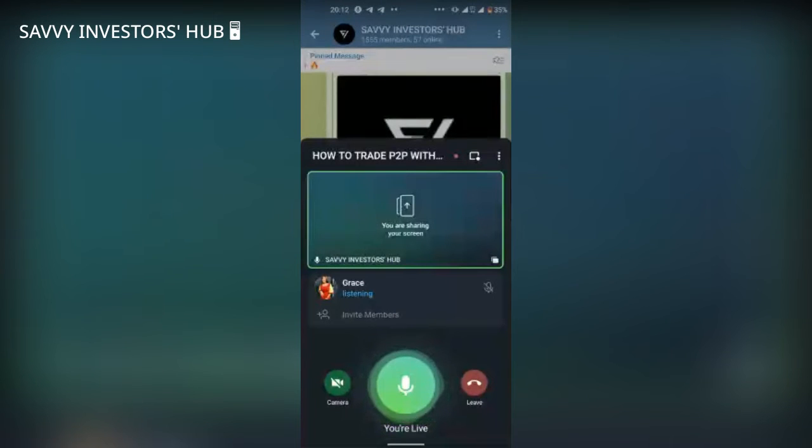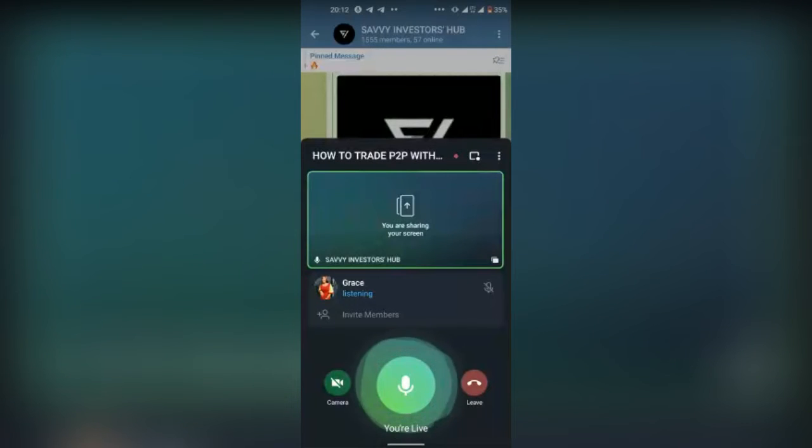P2P will give you that control over your money. It gives you the ability to transfer money to any part of the world, right? So you want to trade P2P because, one, you want to make profit by leveraging the spread between your buy and your sell, and then you want to help people exchange their foreign currencies to your local currency as well.